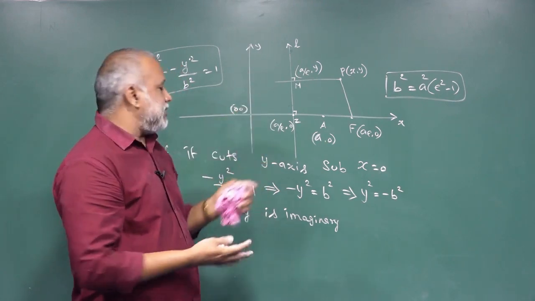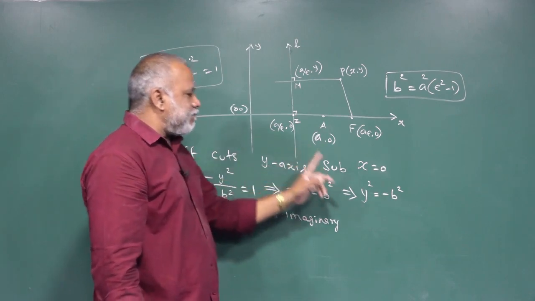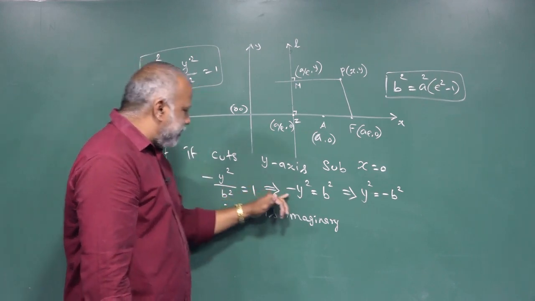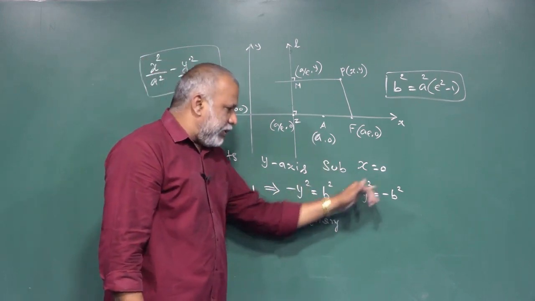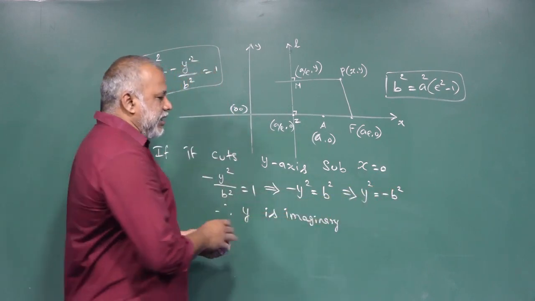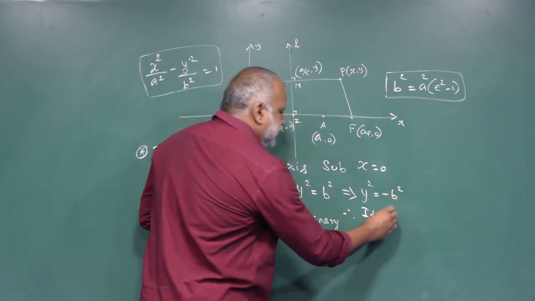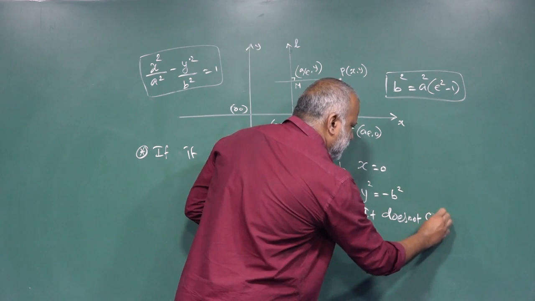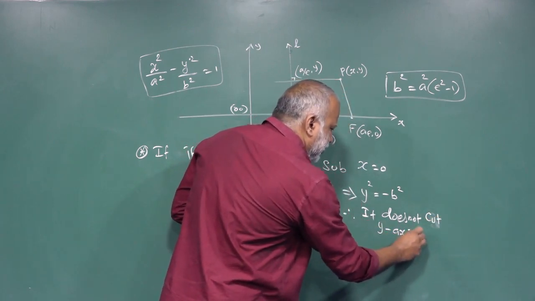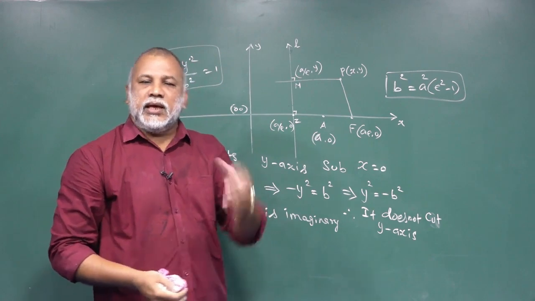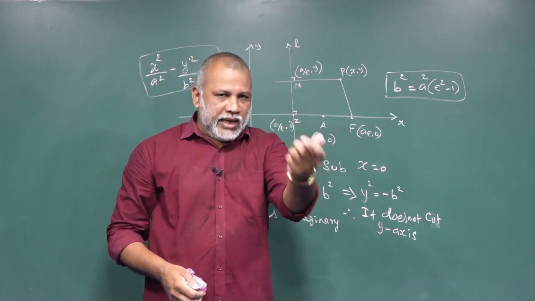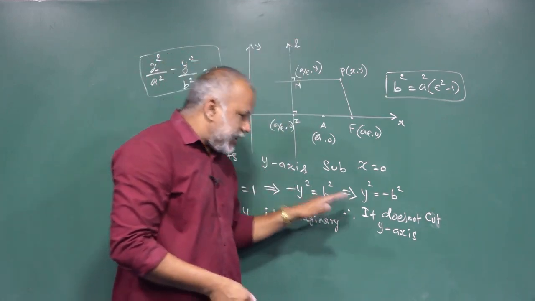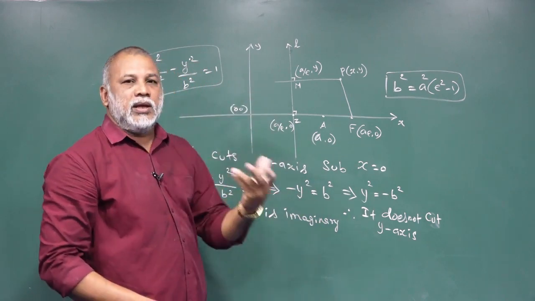It never meets the y-axis. That means if it cuts the y-axis, substitute x equal to 0. Then minus y squared by b squared equal to 1, so minus y squared equal to b squared, again y squared equal to minus b squared. Y is imaginary. Therefore, it does not cut the y-axis. But the ellipse cuts both axes. It meets the axes at a comma 0, minus a comma 0, then 0 comma b, 0 comma minus b. So here the hyperbola will not cut the y-axis.